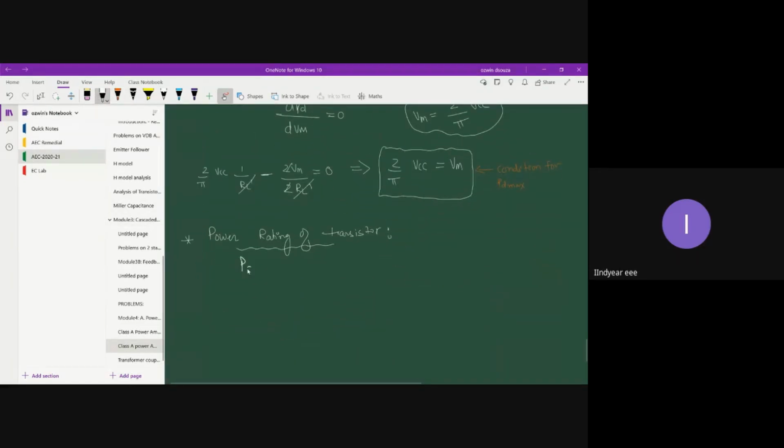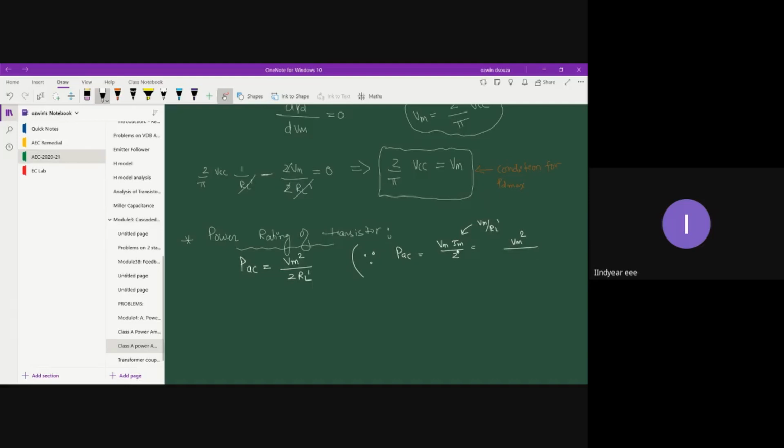Vm square divided by 2RL dash. If you haven't understood, I can give you the reason also for writing down this expression. So PAC is equal to Vm Im divided by 2, right? So you substitute Im as Vm by RL dash. So what do you get? You get Vm into Vm, that's Vm square divided by 2 RL dash. That's the reason I have written this expression.